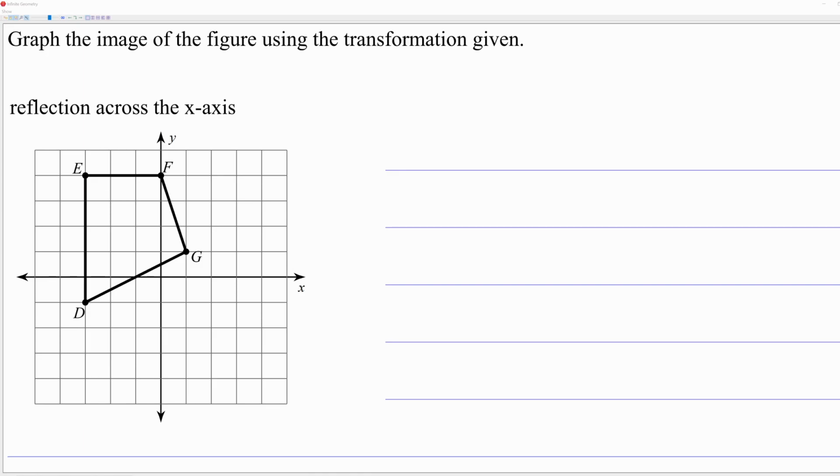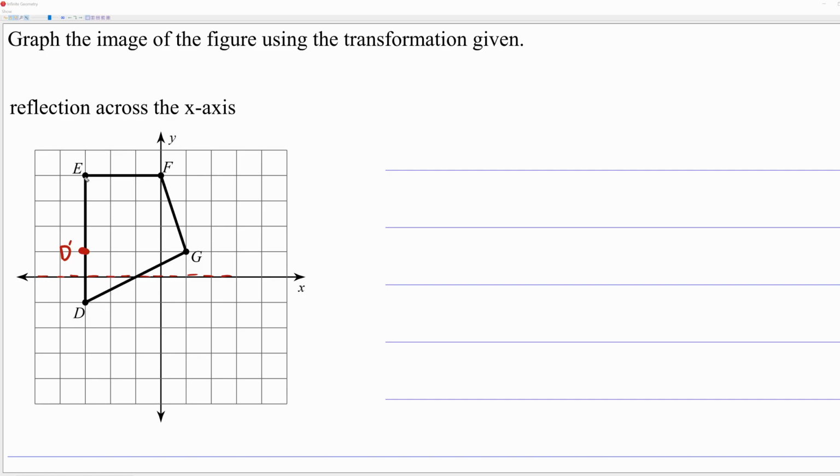So this is the same thing. We do have a little wrinkle here because the x-axis is running through our shape. But that does not matter. We use exactly the same strategy. So let's do point D first. If I count from D to the x-axis, that's a distance of 1. I count the same thing to the other side, so I count 1 to the other side. And that's where point D prime will be.